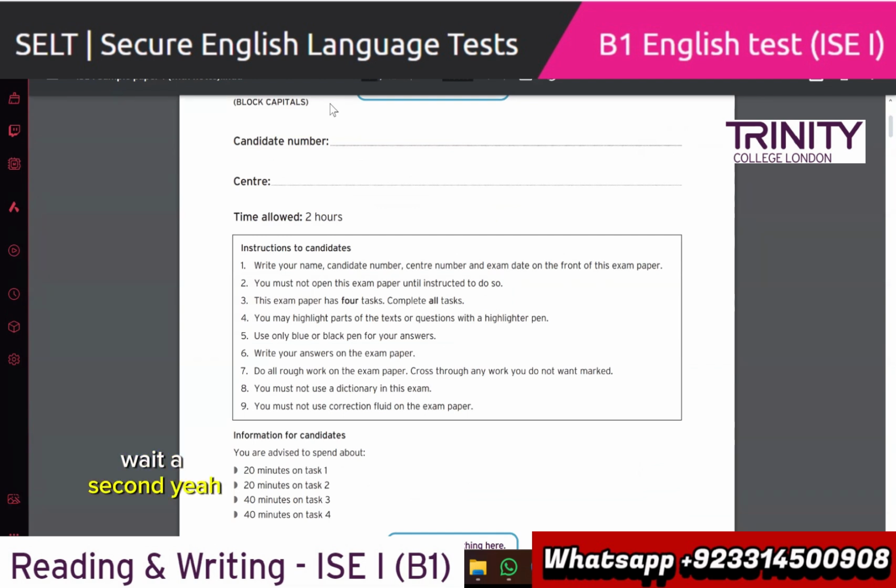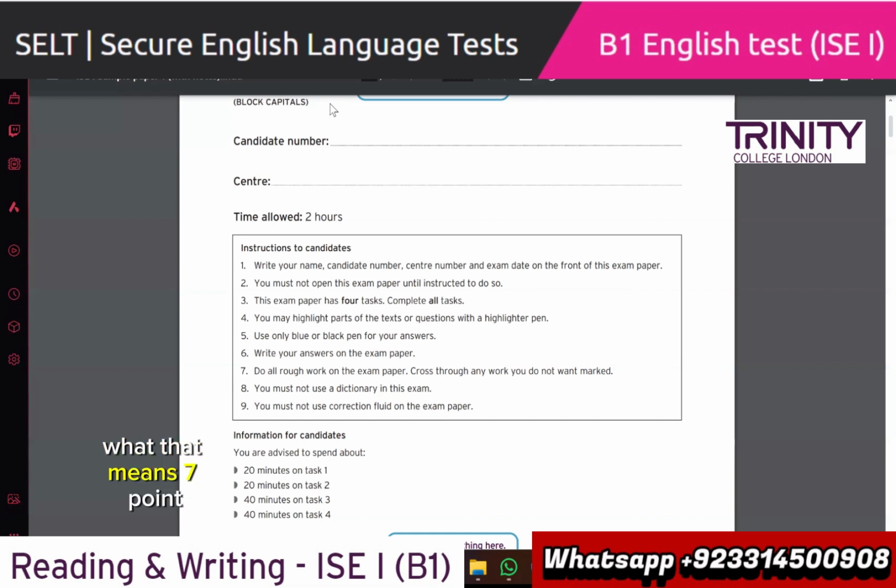Instructed to do so. This exam paper has 4 tasks. Complete all tasks. You may highlight parts of the text or question with the highlighter pen. Use only blue or black pen for your answer. Write your answer on the exam paper. Do all the work on the exam paper. Cross through any work you do not want to mark.